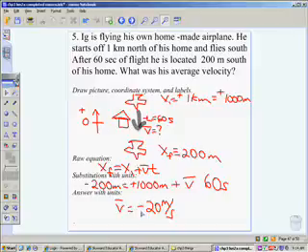Now that negative is not a mistake. Remember, the airplane is flying south. That's down on the map. Down on our coordinate system is negative. So the negative tells us what direction, and that's part of the velocity.